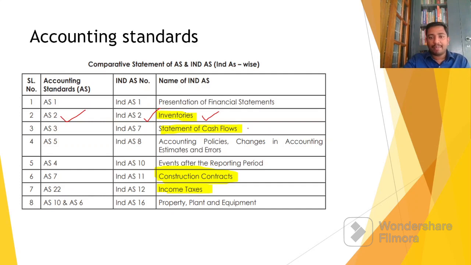The next one, one of the important financial statements, is the cash flow statement. In accounting standards it is number 3, and in Indian accounting standards it is number 7. Then the construction contracts: in accounting standards it is AS 7, and in Indian accounting standards it is number 11. Then what about income taxes? Income taxes in accounting standards is number 22, and in Indian accounting standards it is number 12.